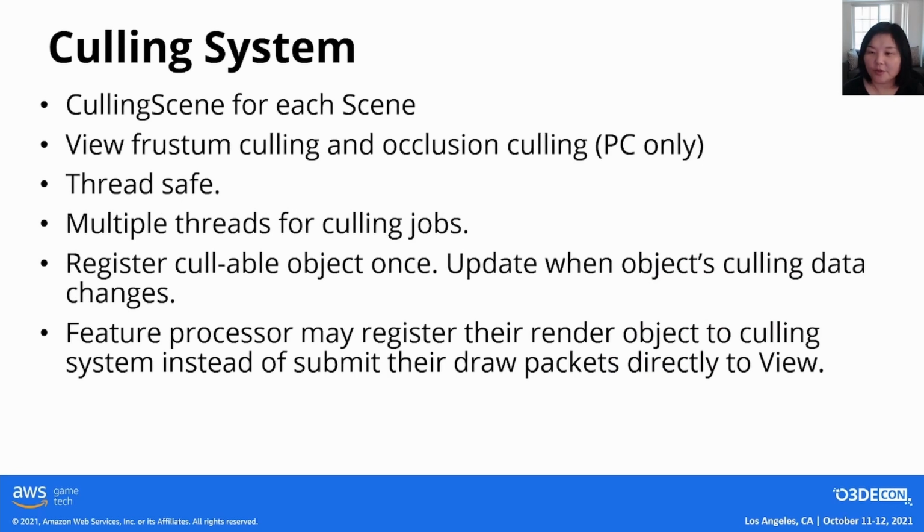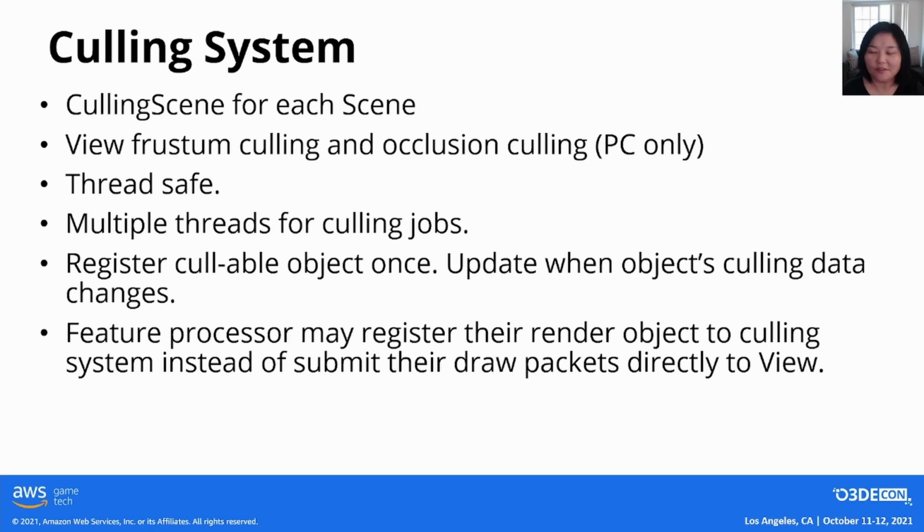RPI has a CPU culling system which does view frustum culling and the CPU allocation culling. The allocation culling is for PC only. The culling system is thread safe, which means users can register or update their callables from any thread. The culling jobs are executed in multiple job threads.